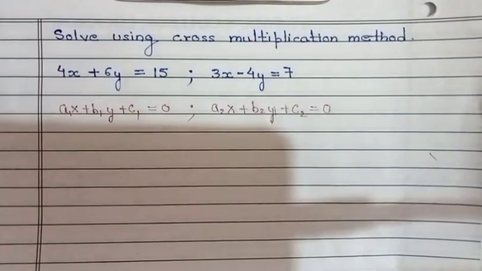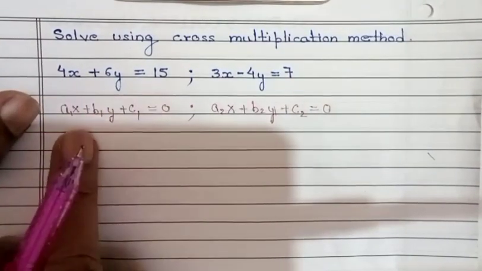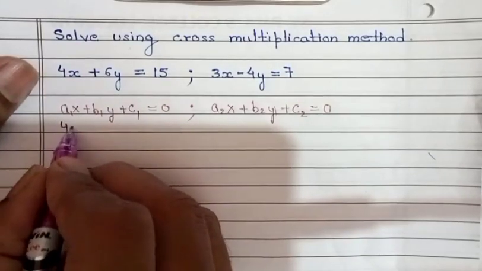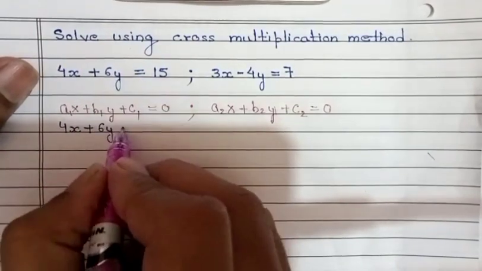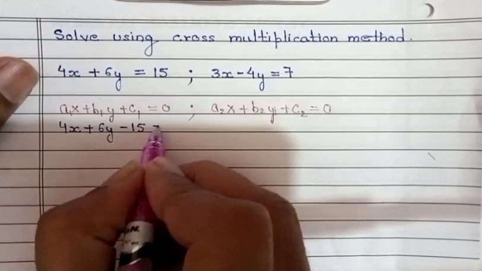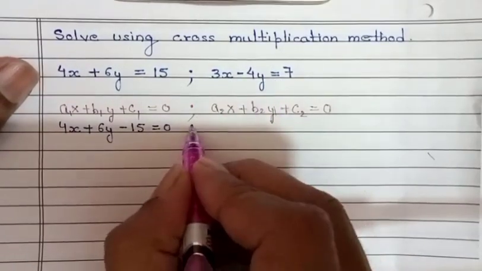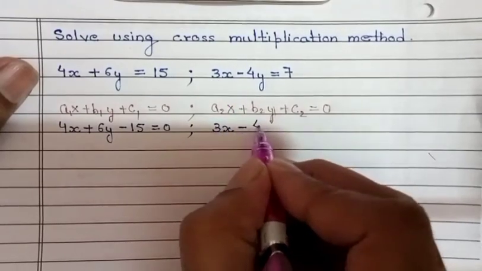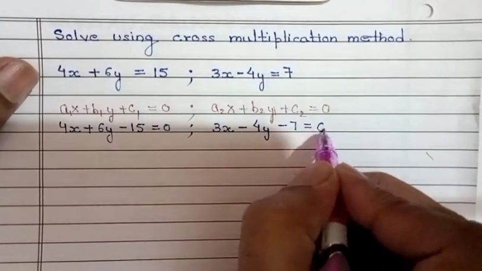This will be your first step. You have to write the two equations in this form. So we will follow this step. First of all, we are going to write these two equations in this form. So the first equation will be written as 4x plus 6y and then minus 15. We need 0 on the right side. Similarly, in this one, it will be 3x minus 4y and then minus 7 is equal to 0.